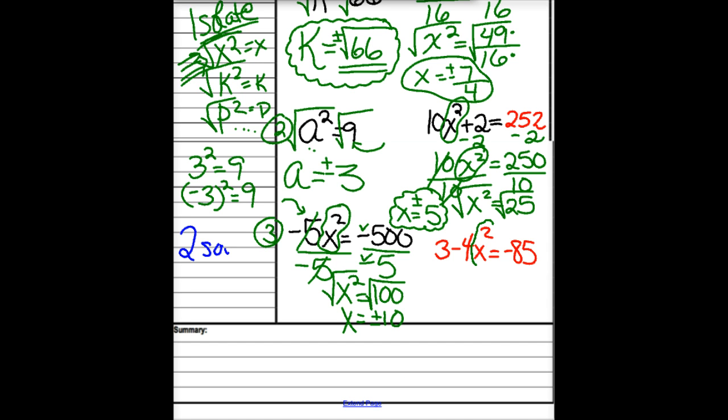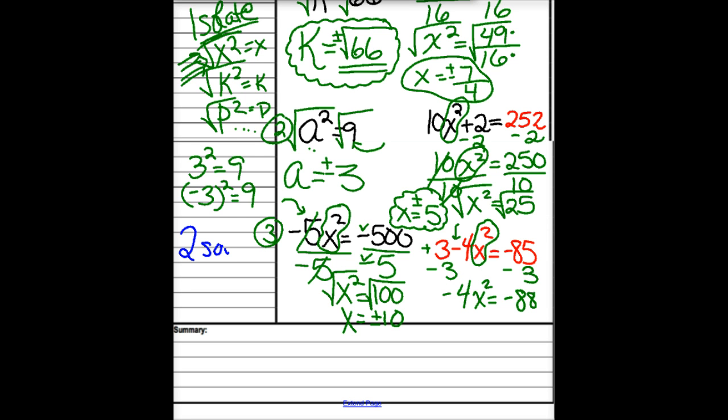So last but not least, this one. So let's go grab this and begin. To isolate that, I need to get this 3 out of here. It is a positive 3 right now. If I add 3 to it, I'll get up to 6. I think some kids think, oh, I add for this one, but you don't because you've got this subtraction here. So you need to subtract 3, and that'll get rid of it. And you get negative 4x squared is equal to negative 88.